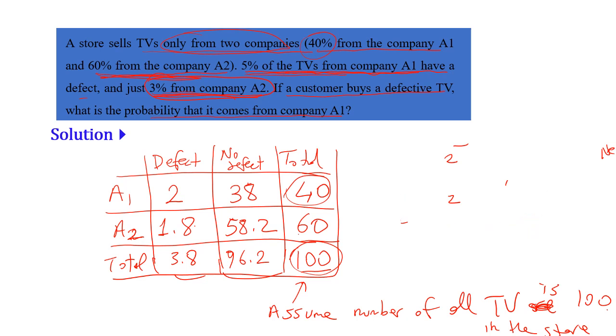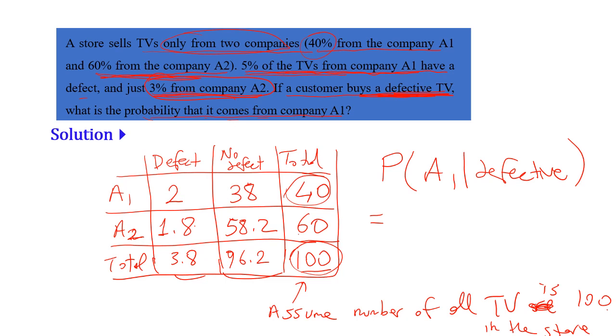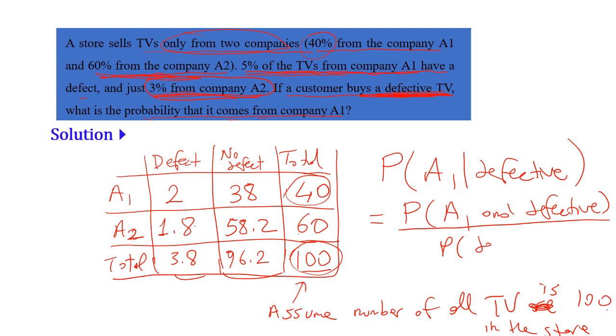The question is, if a customer buys a defective TV, so it's asking given defective, this is a conditional probability. What's the probability that it comes from A1? Here we apply the multiplication rule for conditional probability: P(A1 and defective) divided by the probability of defective.